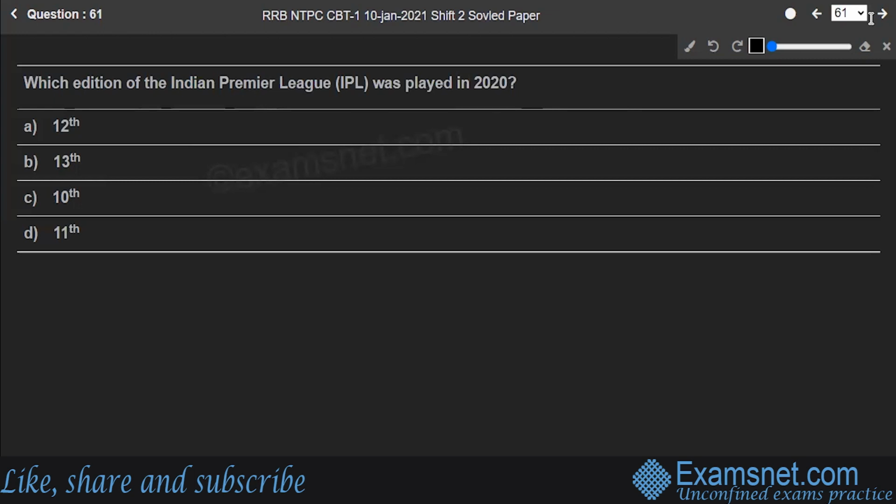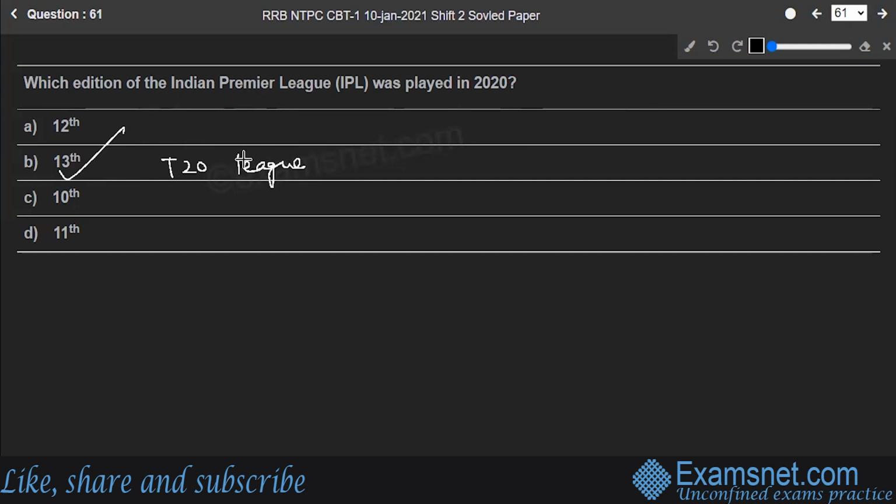12, 13, 10 or 11? The correct answer is 13. IPL 2020 was the 13th edition of India's Premier T20 League. Indian Premier League was conceptualized after India's landmark victory in the maiden ICC WT20 in 2007.